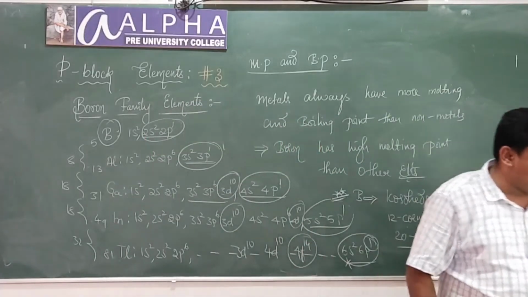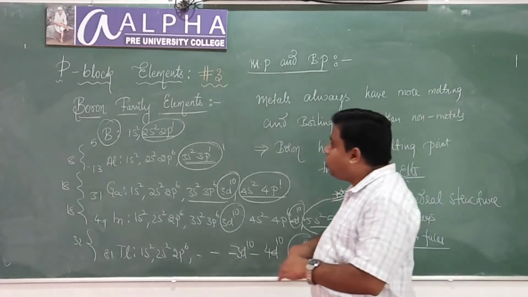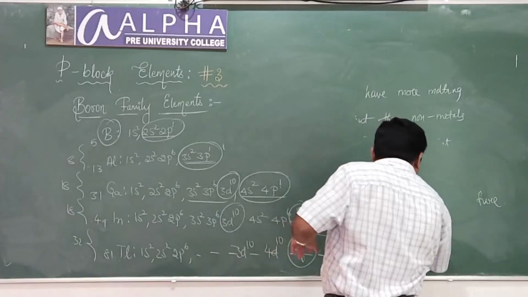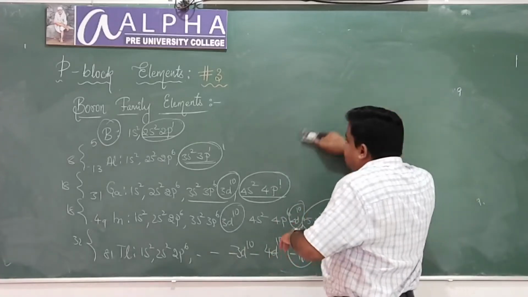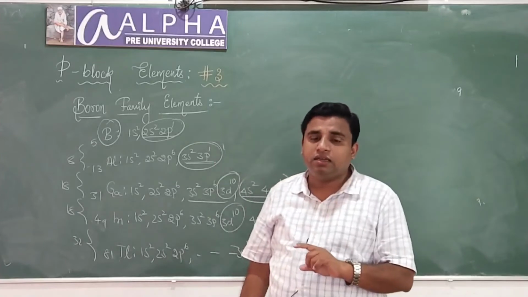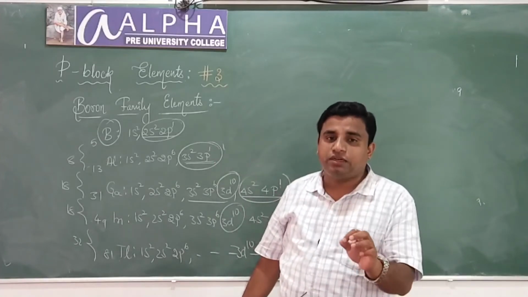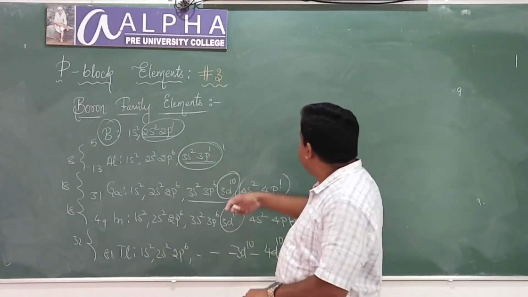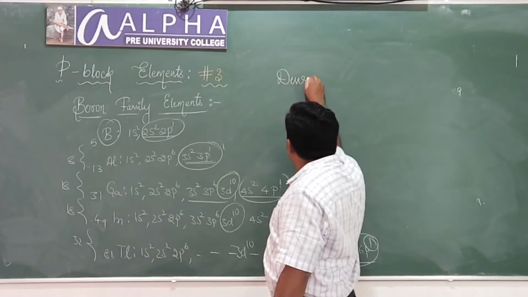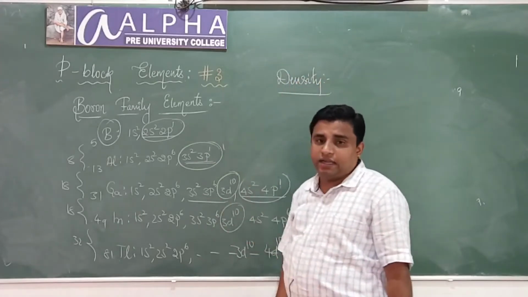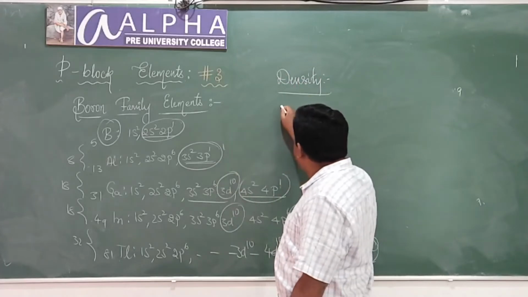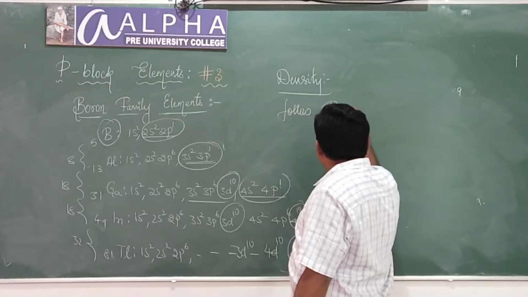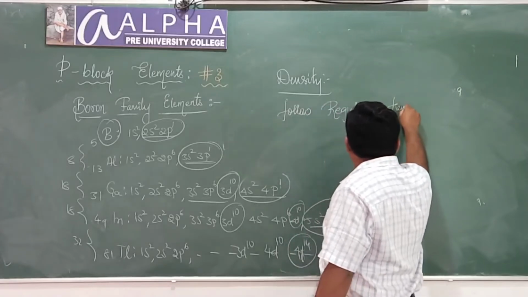Now about the density of these boron family elements. Luckily, there is no exception, there is no change in the density of these boron family elements. That means density will follow a regular trend. Boron family elements follow a regular trend in density. There is no exception.